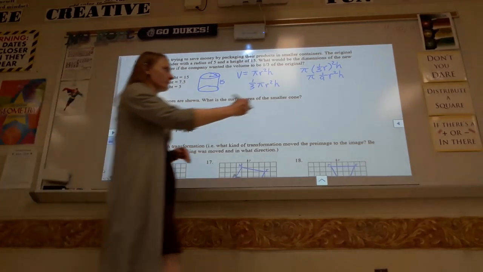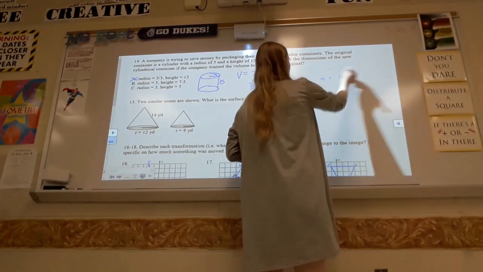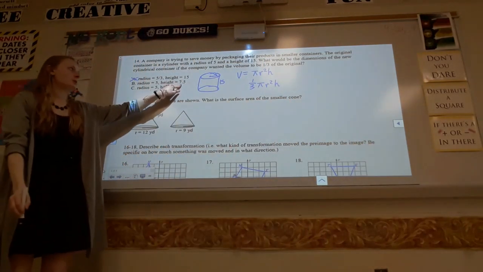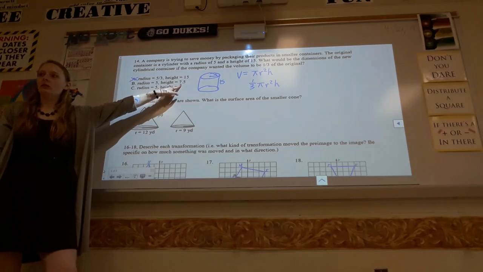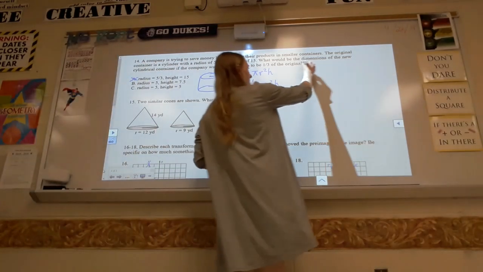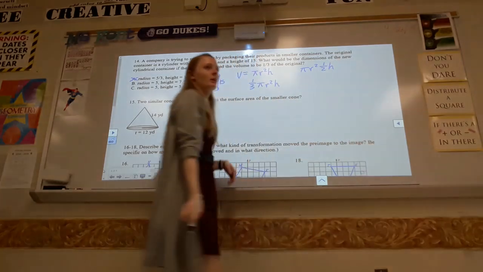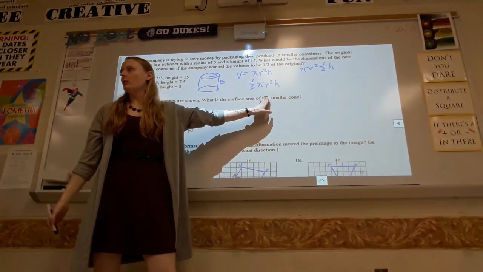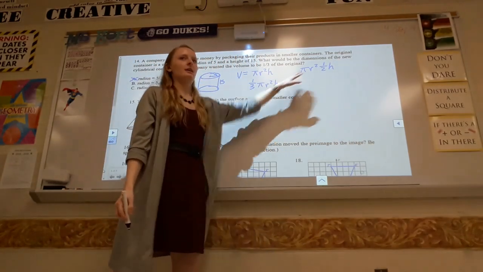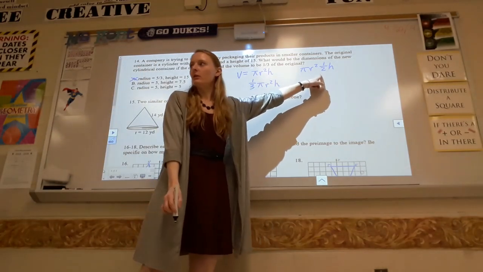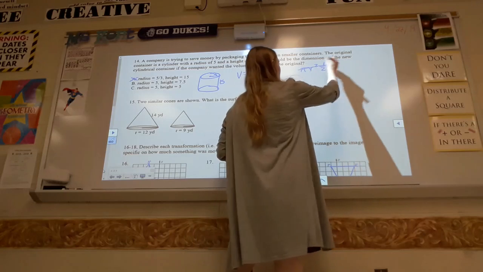Alright. The second change that they're suggesting is that we leave the radius alone, but then what do we do to the height? Split it in half. So that would be pi r squared unchanged and then 1/2 h. Is that the change I want? No, that's not what I wanted. I want it to be 1/3. That only changes it by 1/2. Okay? So that one's out.